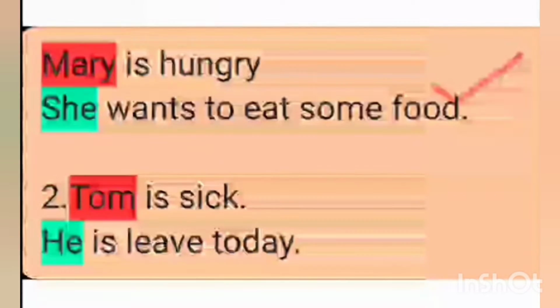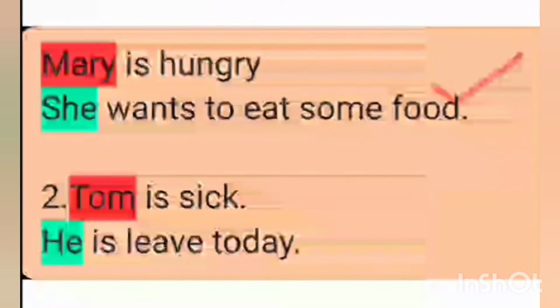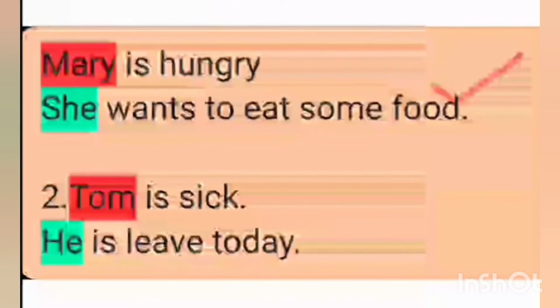Our second example, Tom is sick. He is on leave today. Here also, Tom is sick. That sentence indicates that we are talking about Tom and he is ill. So in the second sentence, there is no need to repeat Tom. In such a sentence, the second noun can be replaced with a pronoun. That is, Tom is sick, he is on leave today. So that's all about pronouns. Pronouns are the words that are used to replace a noun to avoid repetition.